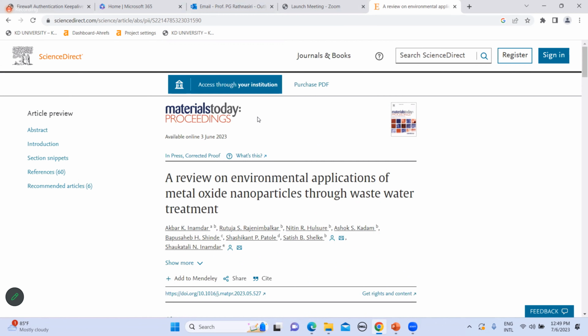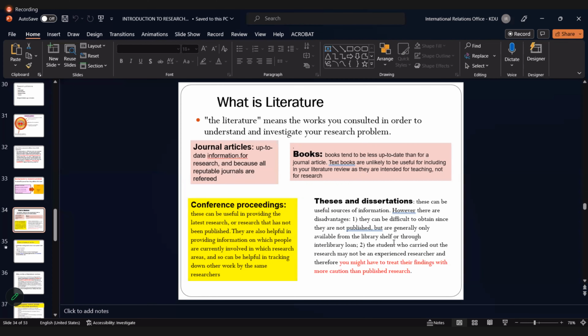You understand? This is one of the databases like that. You can find many databases actually. Okay, now I changed. Then, you know, journals. Books are not good for literature normally. Books are old, no? They are not updated, no? But if you want to find the theory, books are okay.